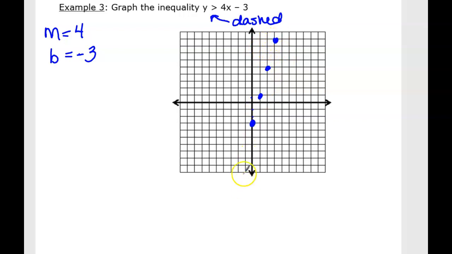Now I'm not going to connect the points with a solid line. I'm going to make a dashed line. So it's going to look something like this. Okay, there's my dashed line.